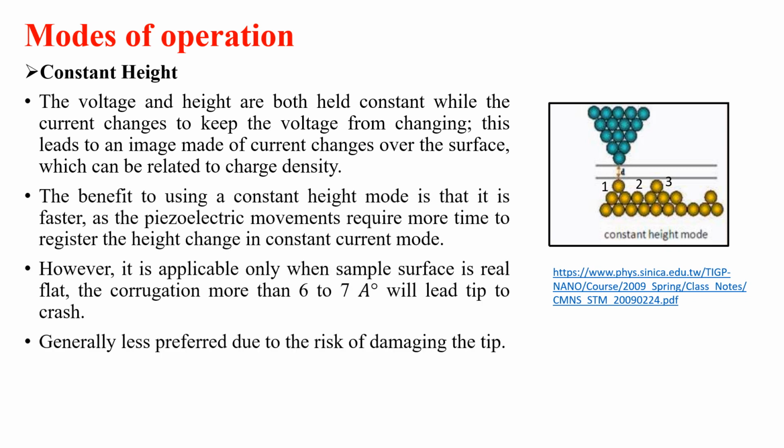Next mode of operation is the constant height mode. As you can see in the figure, there are numbers shown 1, 2, and 3. If you observe, 1 and 3 are at the same position, and 2 is a little downward. So as the name indicates, we have to maintain the constant height over the sample surface. So what we can vary is the tunneling current. In the constant height mode, the tip travels in a horizontal plane above the sample, and the tunneling current varies depending upon the topography and the local surface electronic properties of the sample.